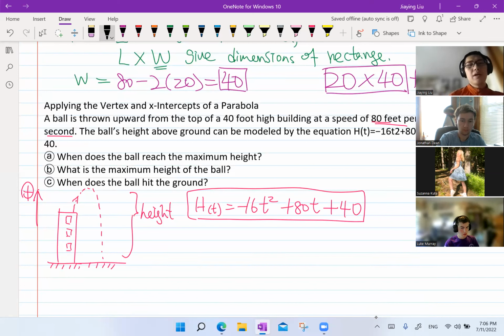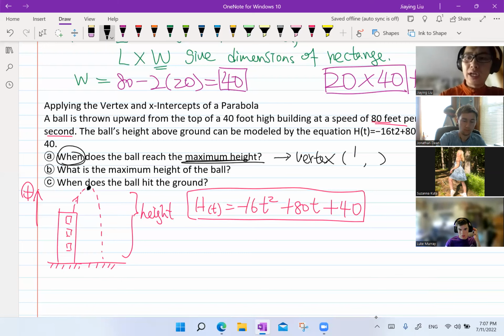And A says, when does the ball reach the maximum height? So at what time does it reach the maximum height? Well, that's something we have to think about. Where does the maximum happen? The maximum happens at the vertex, which means we literally have to relate maximum with vertex all the time. If we think about the vertex, then we have to know the x coordinate of the vertex is the axis of symmetry.